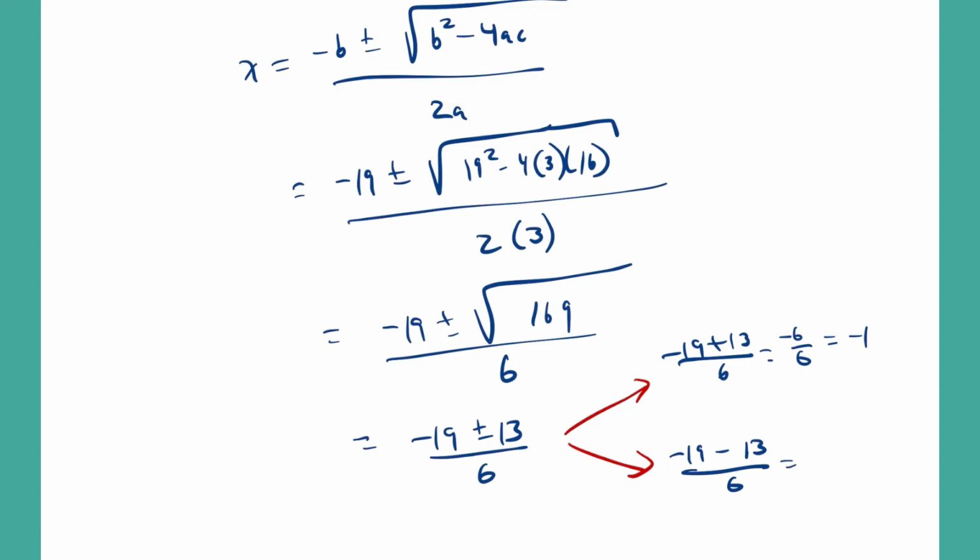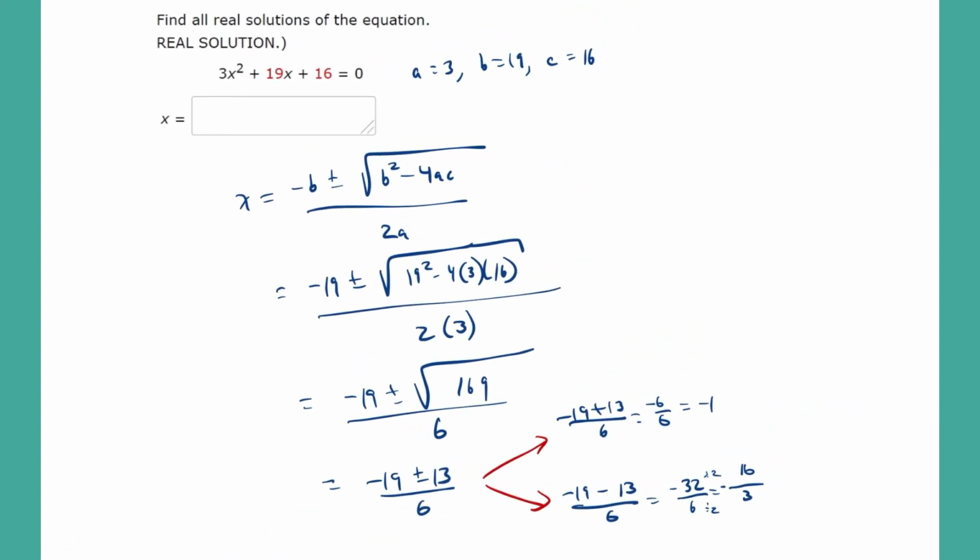And the second one's going to be negative 32 over 6, which simplifies to, well, we can divide by 2. That's going to be 3 in the denominator and 16 in the numerator. So negative 16 thirds. So our final answer would be negative 1, comma, negative 16 thirds.